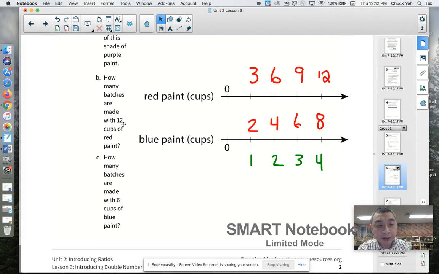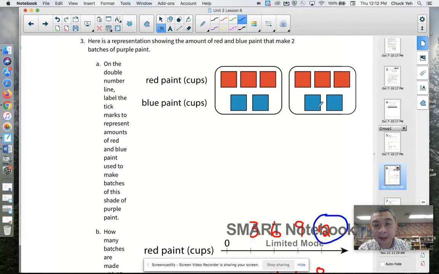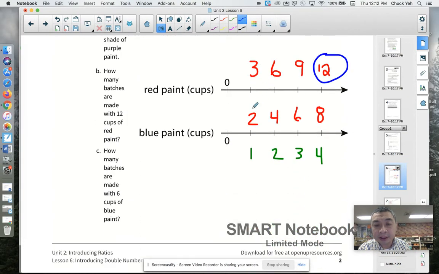Honey batches are made with 12 cups of red paint. So you look at the red paint here, 12 cups of red paint. First off, how did I get the 3, 2, 6, 4? From here. See, 3 to 2, 3 to 2. So this is 3 to 2, 6 to 4, 9 to 6, 12 to 8. You're just basically adding. 3 plus 3 is 6. 6 plus 3 is 9. 9 plus 3 is 12.